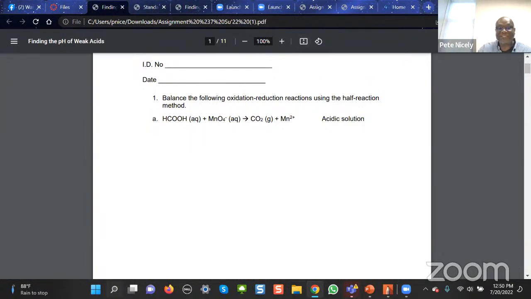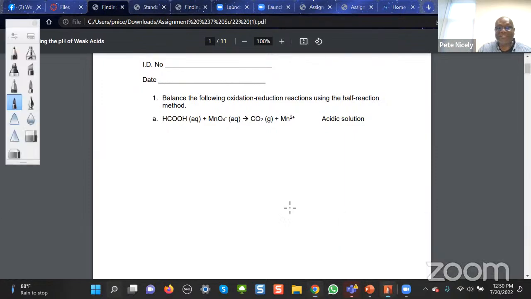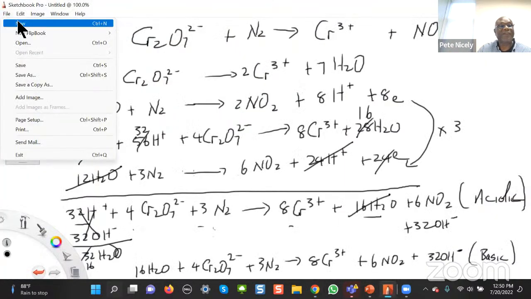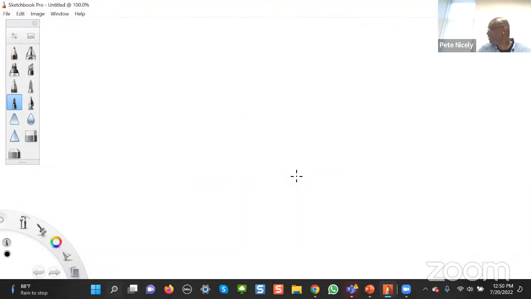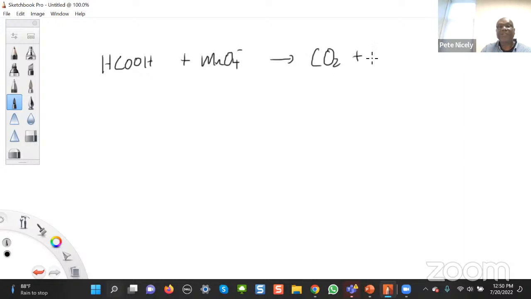So the first question is this. So I'm going to just go to my writing tablet here and rewrite that equation. So HCOOH plus MnO4 minus to give CO2 plus Mn2 plus. Okay, so what's the first step?